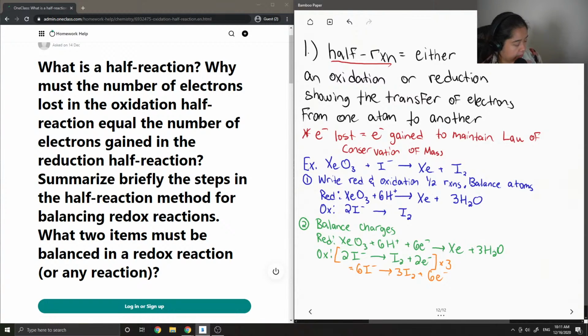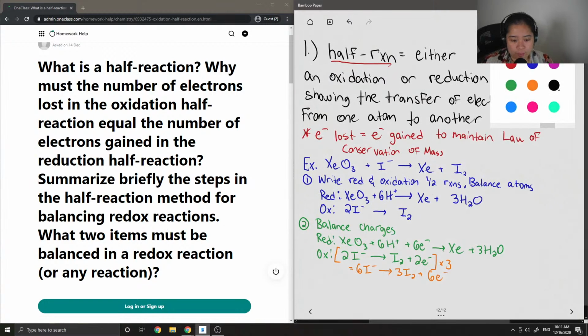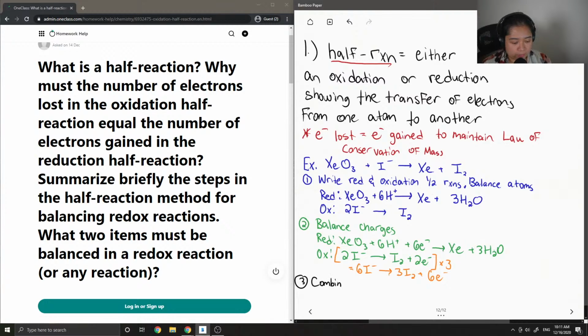Okay, so now we have our electrons balanced. So step 3 is just to combine them into the overall redox reaction. First, let's write all of our reactants down.